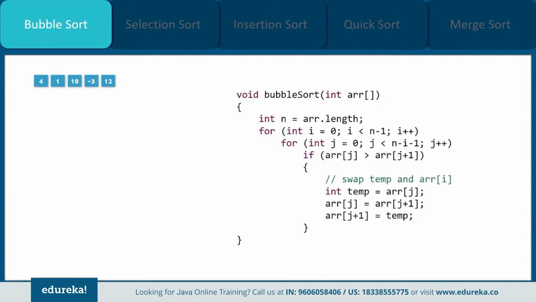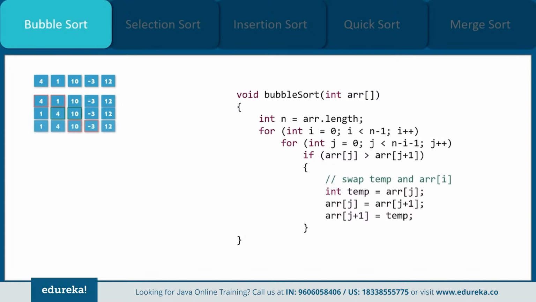So what will bubble sort do? In bubble sort, we start one of the iterations. Consider the ith iteration. We'll start from the 0th index and compare index 0 with index 0 plus 1. That's 4 and 1 that we are going to compare here. When we compare, we find that 4 is greater than 1, so we swap the elements. Next we compare 4 and 10. That will pass because 4 is lesser than 10.